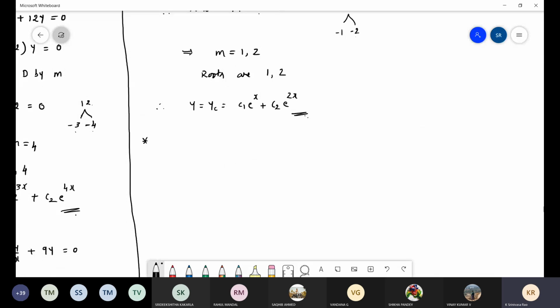Now solve. Is it over? Yes, sir. Next problem. Solve d cube y by dx cube minus 6 d square y by dx square plus 11 dy by dx minus 6y equal to 0. Now we go to cubic order.